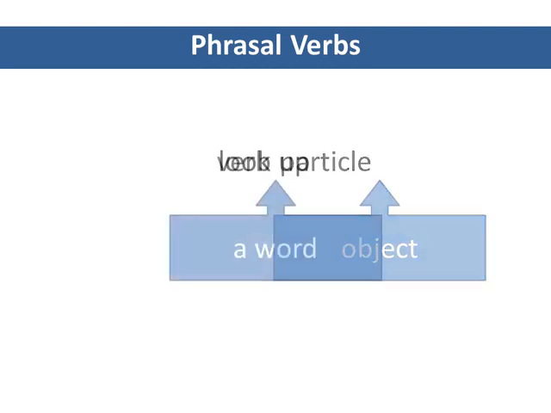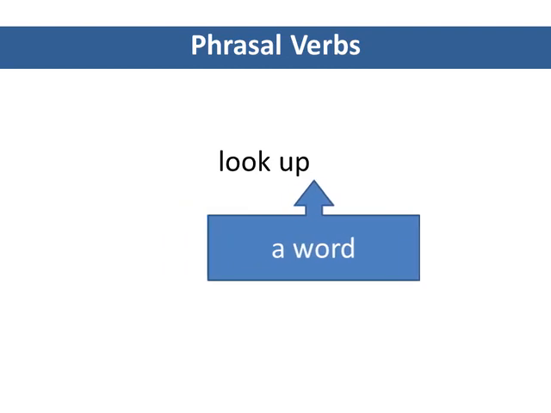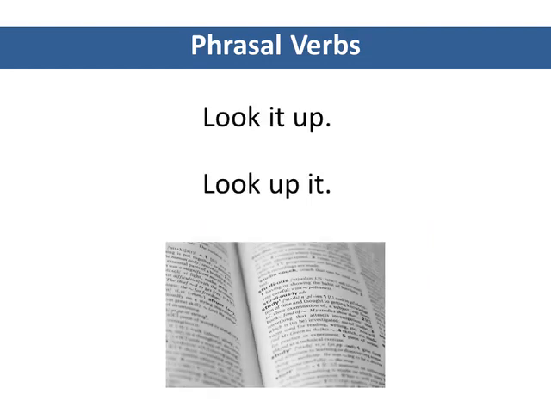For example, the phrasal verb look up means to search for something in the dictionary or online. We can look a word up and look up a word. The meaning doesn't change. Remember, if your object is a pronoun, however, it must go between the verb and the particle, so we can look it up, but never look up it.